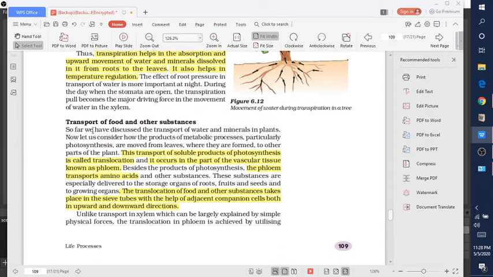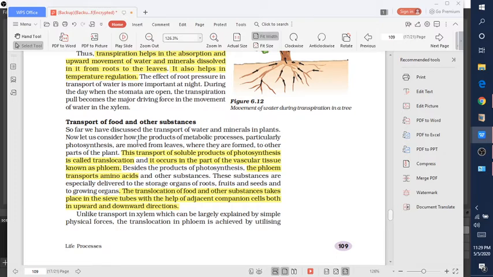Now comes the transport of food and other substances. Transport of food and other substances is actually done by the vascular tissue known as the phloem. Phloem is made up of sieve tubes, companion cells, phloem parenchyma and phloem fibers. Also, phloem is a complex permanent tissue that runs parallel with xylem strands. The transport of these soluble products of photosynthesis is known as translocation.